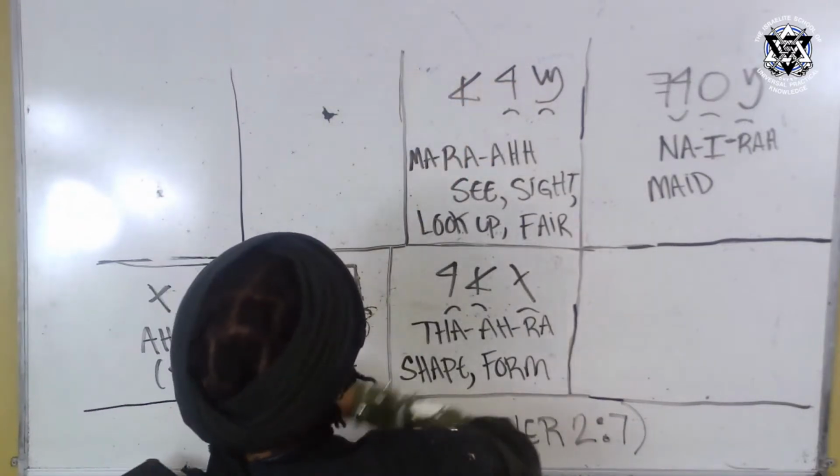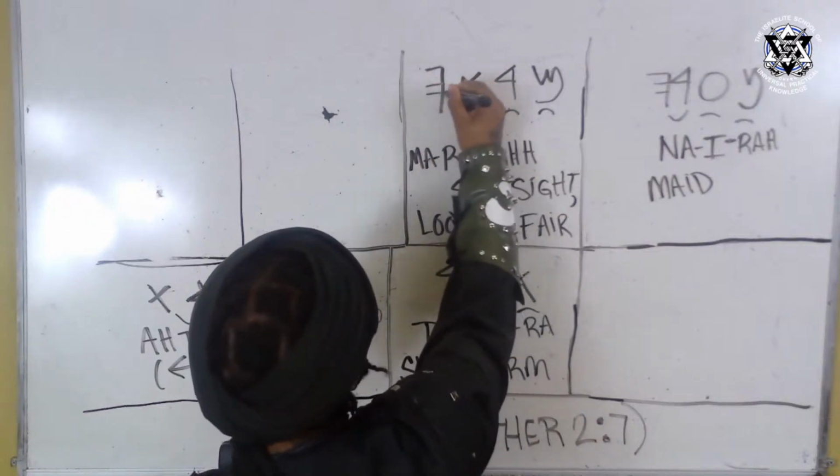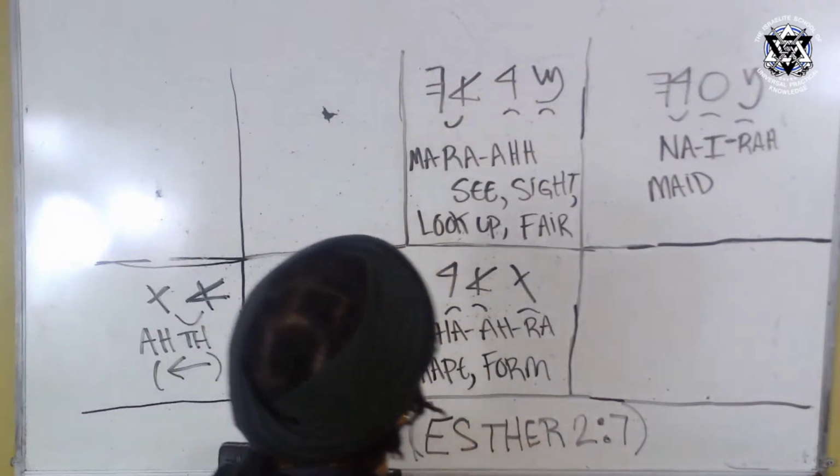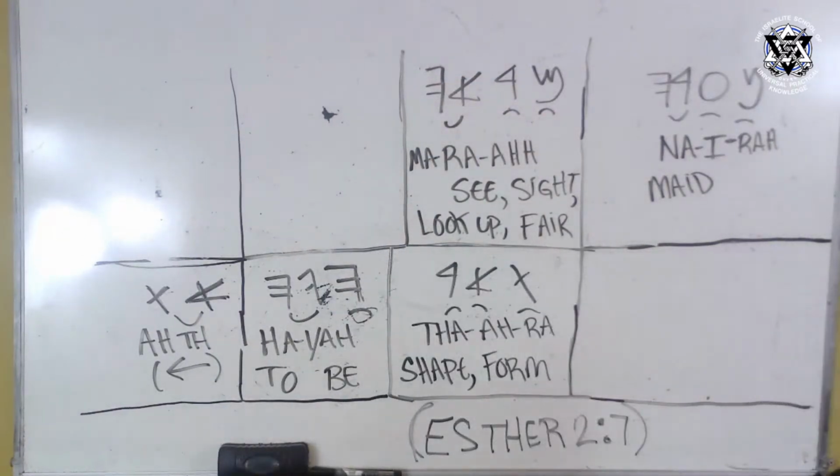All right, any questions in the room before we break this down? Okay. All right, so let's go back to Esther, 2nd chapter, 7th verse. That's it. That's all the words right there. Y'all screenshot this.